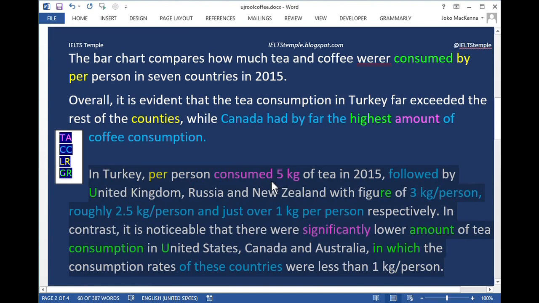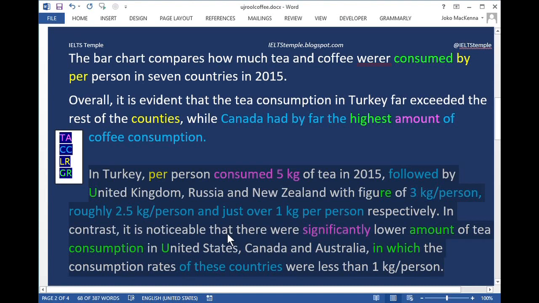And okay, so into per person, so we know that's not true. Okay, followed by, okay, and it's confusing. What followed? You say 3 things. 3 things have 3 figures, plural, and then again, this just becomes incoherent. 3 kg per person, roughly 2 kg, and just over 1 kg per person. Per person, roughly, what? How about 3, 2.5, and a little over 1 kg per person? Okay. Don't repeat these terms. You don't have to say respectively.